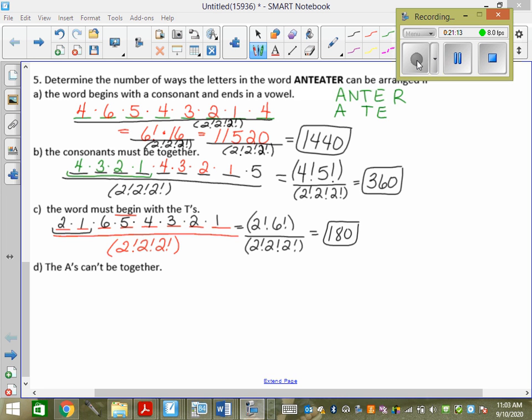Smart human. Okay. The A's can't be together. So when we say the A's can't be together, we do all the ways we can rearrange anteater with no restrictions. It's always the easiest. It's going to be 8 factorial because there's 8 letters over 2 factorial, 2 factorial, 2 factorial. The way to rearrange a word when there is no restrictions is just how many letters factorial over 2, 2, 2, because there's 2 T's, 2 A's, and 2 E's. Then I need to subtract off all the ways that the A's can be together.